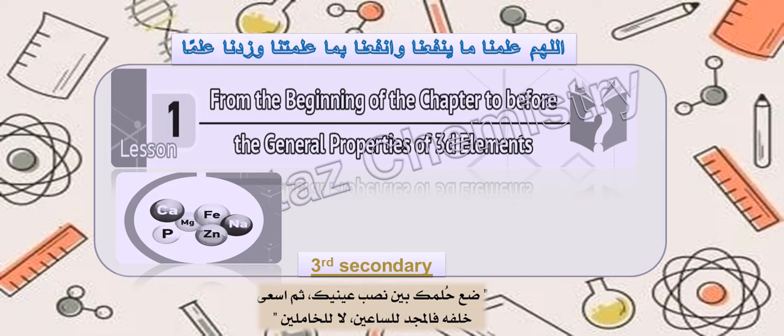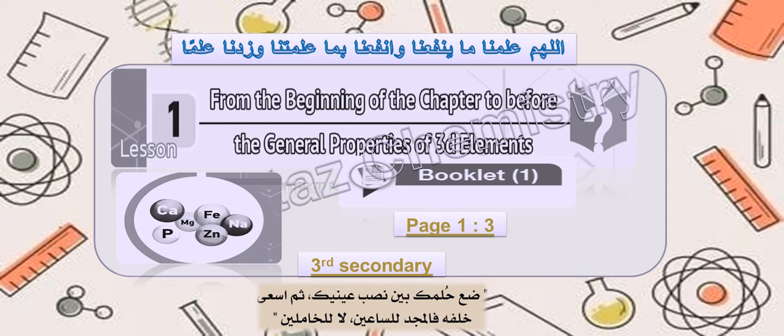We will start with chapter 1, transition elements, from the beginning of the chapter till the general properties of 3D elements. Okay, let's start with questions from the book. We have booklet 1 today from page 1 to page 3. Okay, let's start.